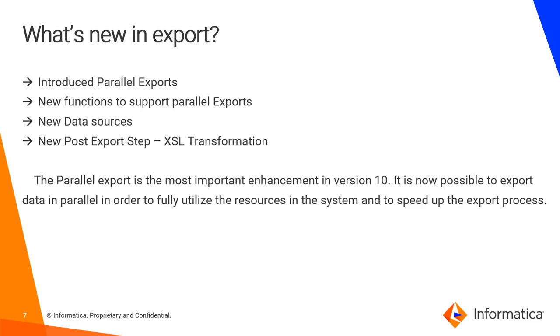With version 10, processing within an export is parallelized. For example, if we export 100,000 items, the export will be split into chunks which will be loaded, processed, and finally written into a file. To support parallel export, some new functions have been introduced. Now it's also possible to select multiple supplier catalogs in the data source instead of one. We also provided a new post-export step which allows an XSL transformation.